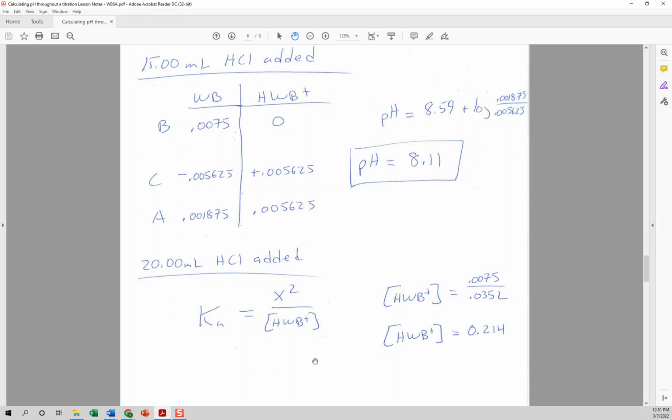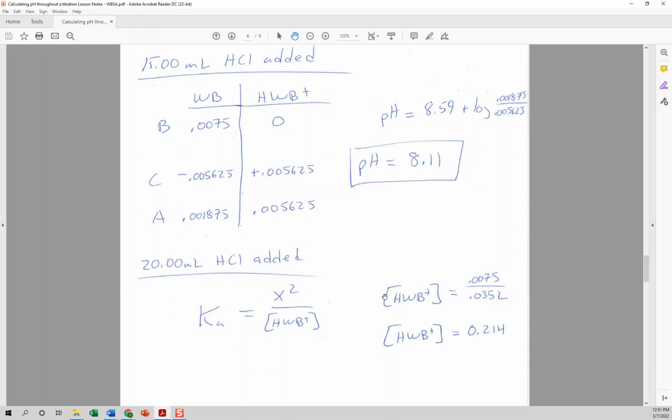But what do we have? We have HWB plus, which is a weak acid. And we know it's a weak acid because it's the conjugate of a weak base, and the conjugate of a weak is weak. So it's a Ka shortcut, but the problem is we need to figure out the molarity of HWB plus at this point. Remember, we started with 15 milliliters of volume in our flask, and at this point we've added 20 milliliters of HCl. So our new volume is 35 milliliters.